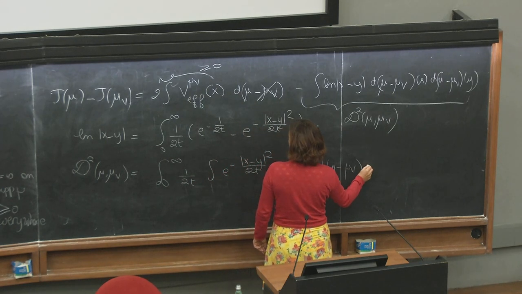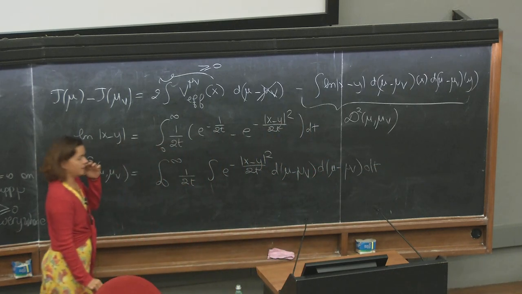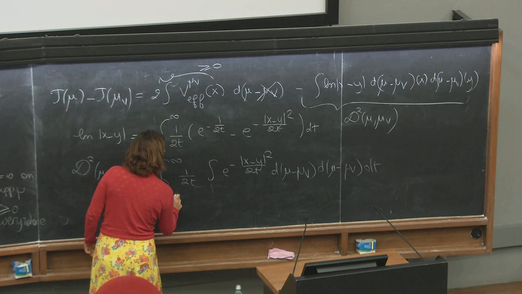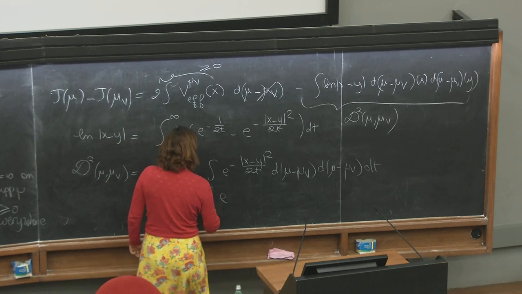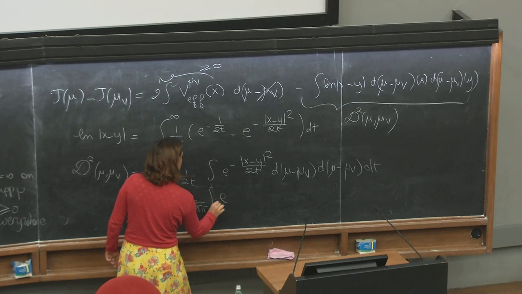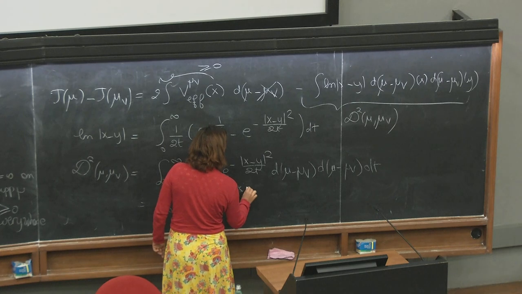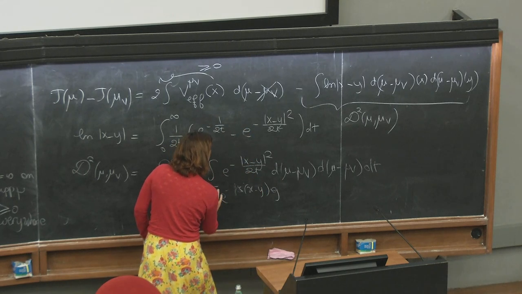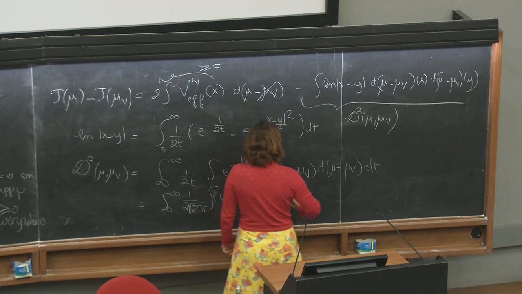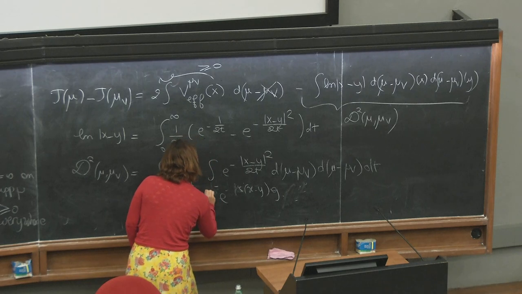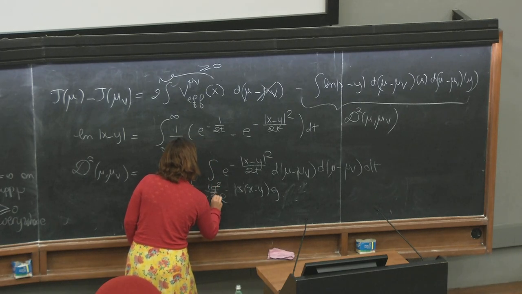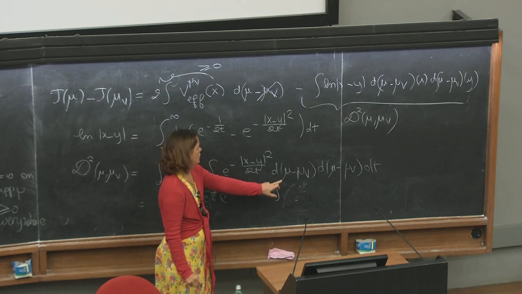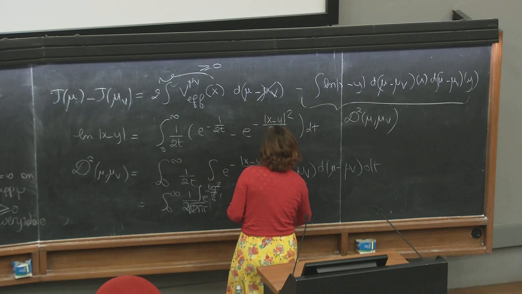And then you can use Hubbard-Stratonovich to replace this Gaussian by its Fourier transform. So you will get the square root of 2 pi t, minus I x minus y g, times exponential minus g square. So here I will get the Fourier transform with the Gaussian. I can distribute it here.